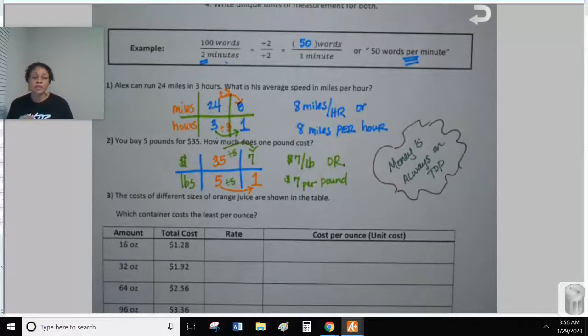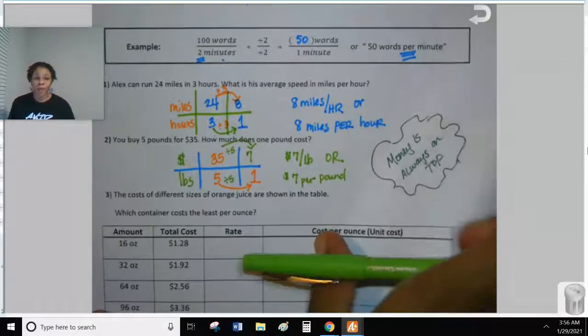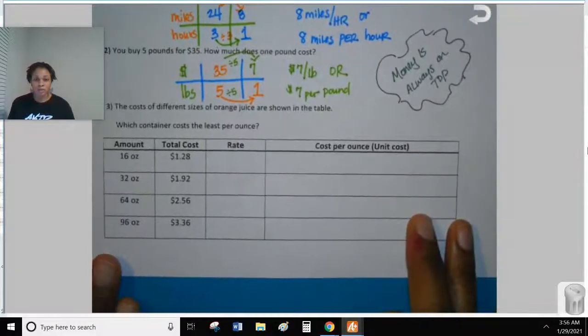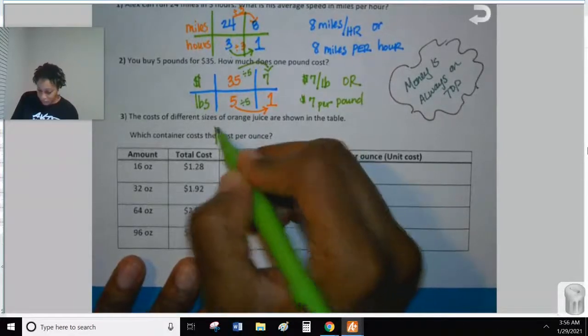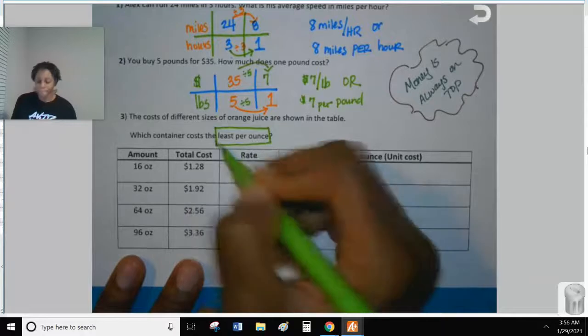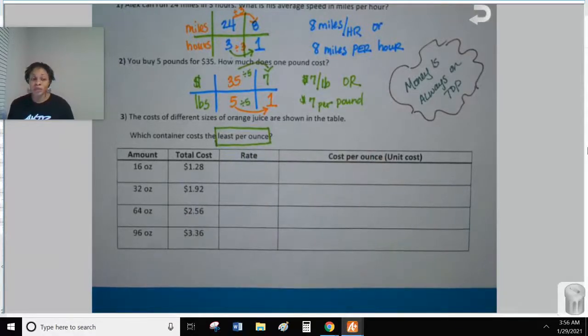Okay? So when we're talking about unit rate, there's this thing called the better buy. We're always going to be comparing purchasing items for the better buy. The cost of different sizes of orange juice are shown in the table. Which container contains the least per ounce? The important part is here, least per ounce. When we are looking at the better buy, we want to pay the least per ounce, per pound, per whatever the unit is. We want to pay the least.